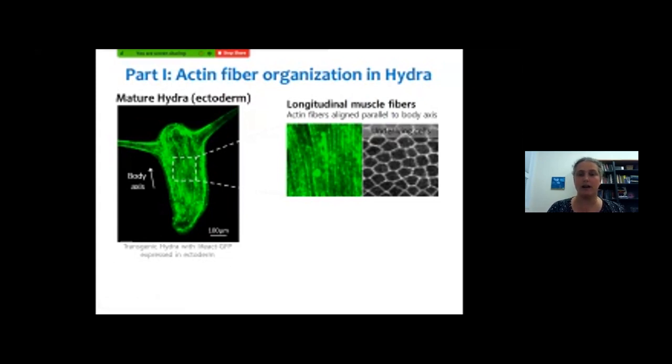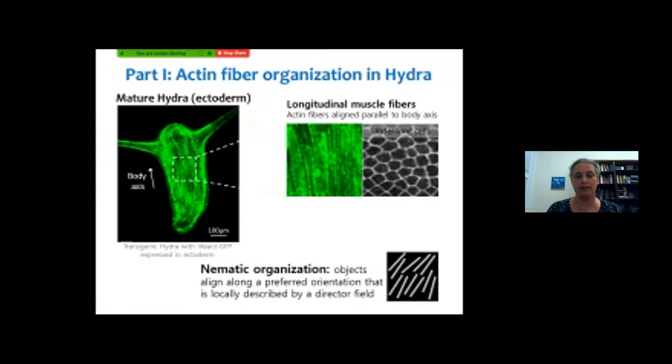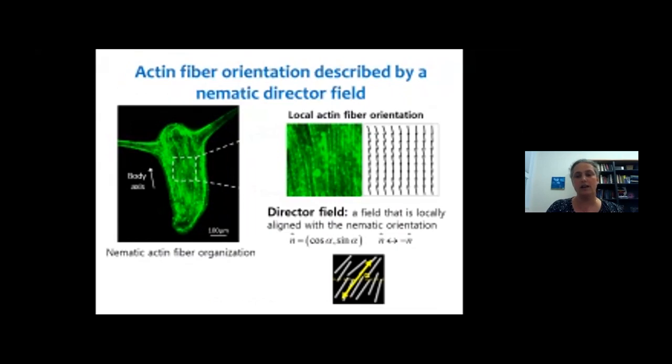This type of organization, where elongated objects align along a preferred orientation, is what's called a nematic organization, and you can characterize this alignment locally by a director field. So this is a headless vector that locally aligns with the average orientation of the fibers. Now, while the actin filaments themselves are polar filaments, these contractile actin fibers are composed of actin filaments in both orientations to generate contractions. So the fibers themselves are not polar, and they're described by this headless vector. You can see here the director field characterizing the orientation of the actin fibers in this region.